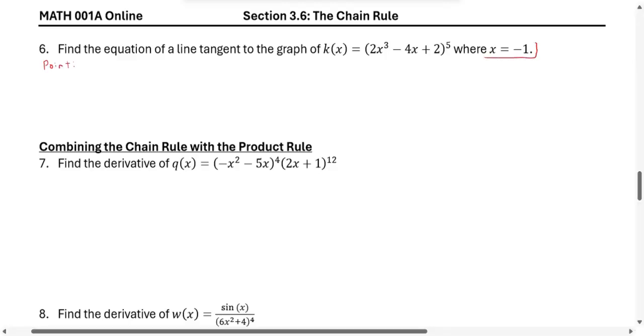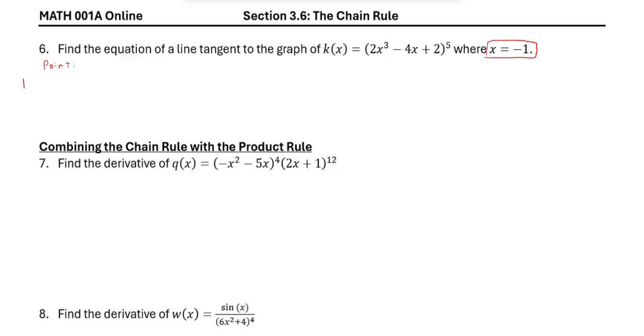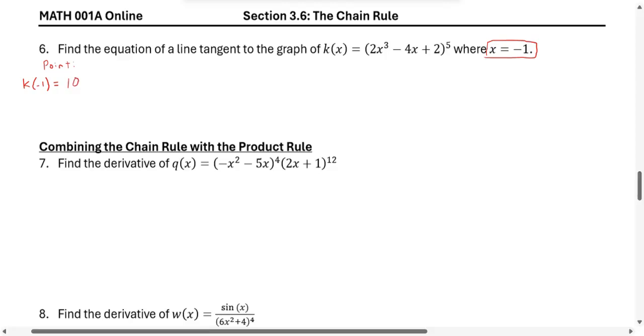We want the point where x is -1, so let's figure out what is k of -1. Maybe I'll pause the video, you pause it, and get it as well. Okay, so when I put in -1, I ended up getting a value of 1024, so that means it goes through the point -1, comma 1024.